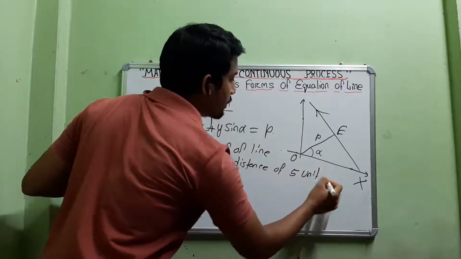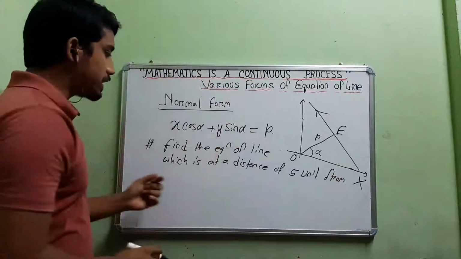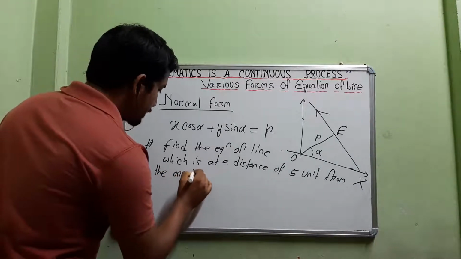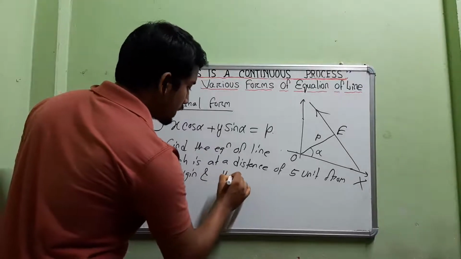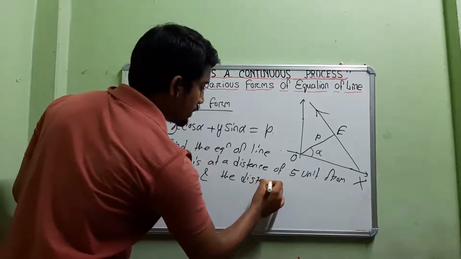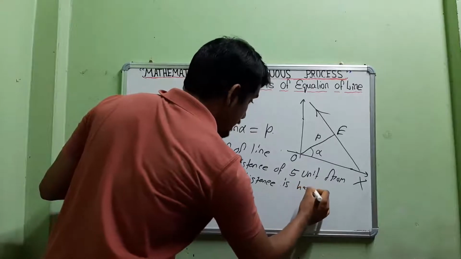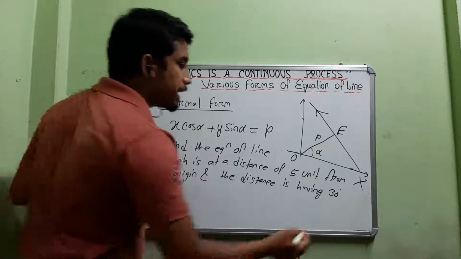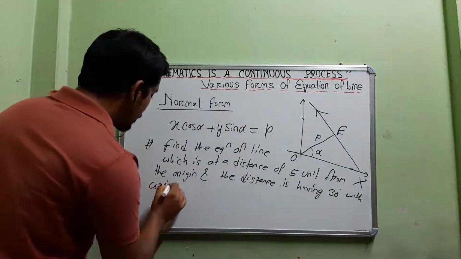That P is here 5 units from the origin. The line is at a distance of 5 units from the origin, and the distance line, OE, is making some angle, suppose 30 degrees, with the x-axis. In this way the information will be given.